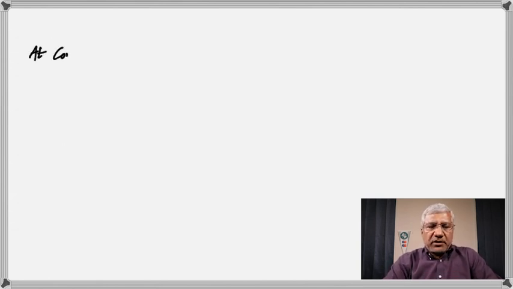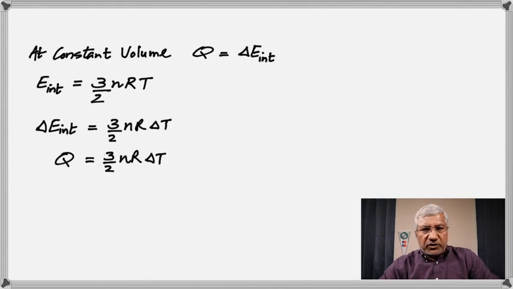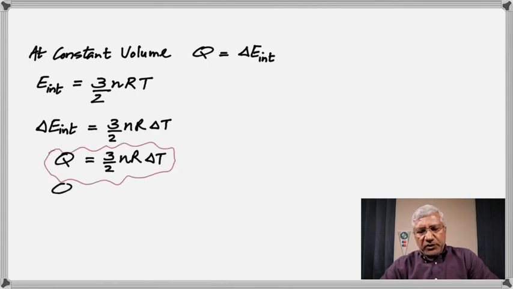Okay, so here's the second one. At constant volume, we should know, this is just a review, that all the heat you give is used to change the internal energy, and that the internal energy for a monoatomic gas is 3/2 nRT. We've done this before, I'm writing it again because it's very important. Q is 3/2 nR delta T for a monoatomic gas.